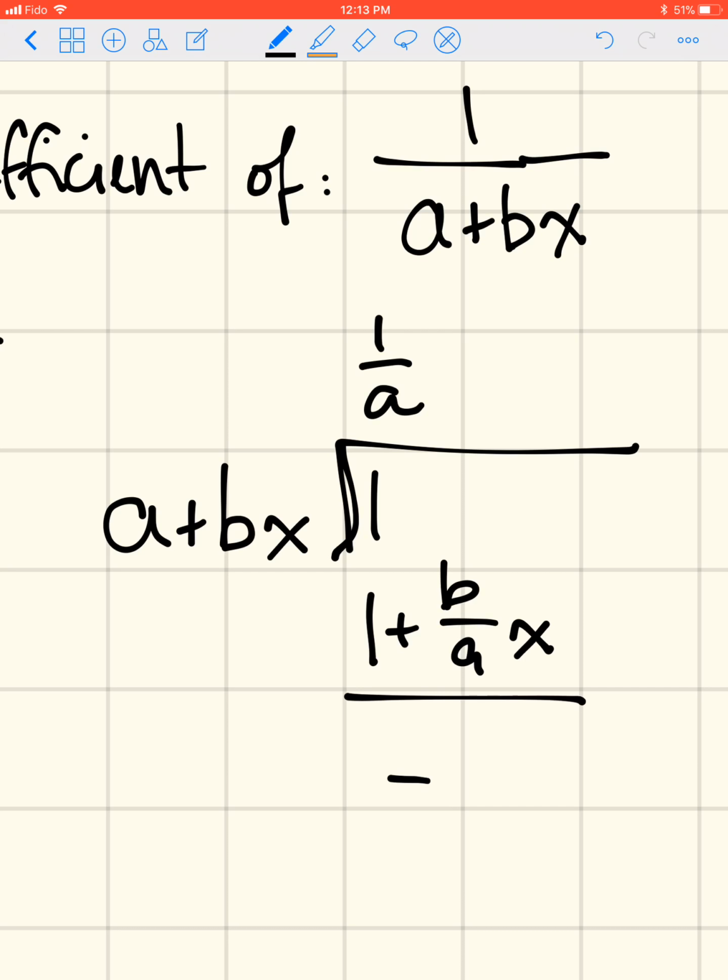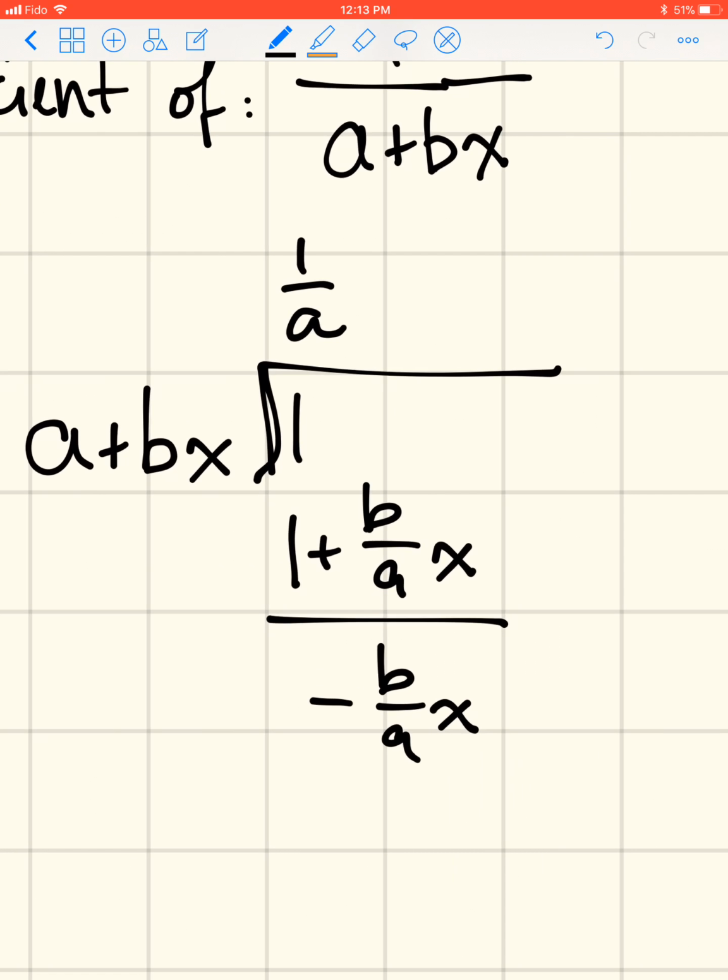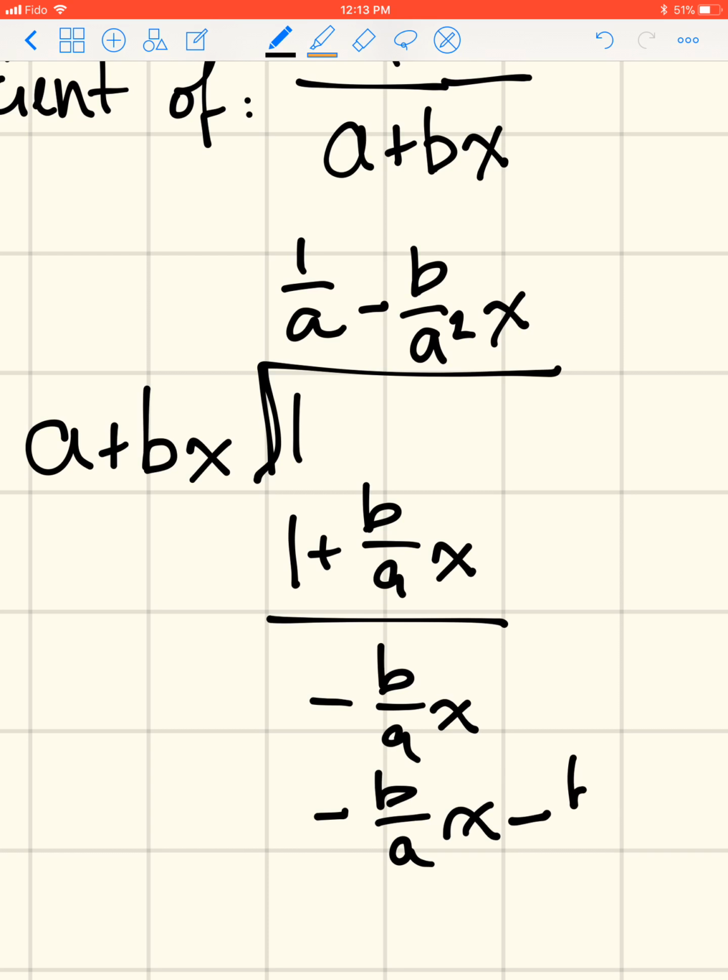When you subtract, you get negative b over a times x. Now how many times does that a go into that? Negative b over a squared x, I believe. So you can see the pattern starting to form already. And this will be multiplying by b this time. B squared over a squared x squared.